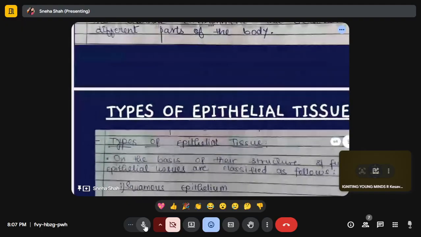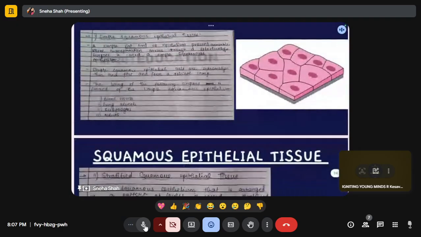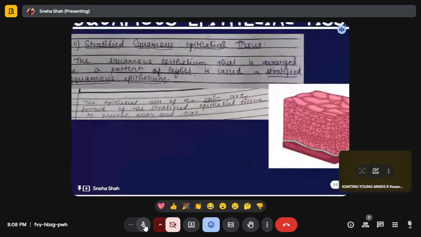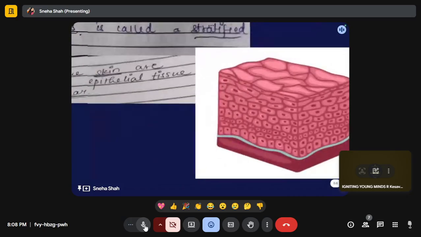Ma'am, are the stratified tissues permeable? Yes, they are also permeable, but they are selectively permeable because they are there to provide protection. The upper layer, if you can see, these are multiple layers. This top layer will be permeable. If this layer gets cut off in a wound, then the next layer will become permeable. Understood? Yes, ma'am.